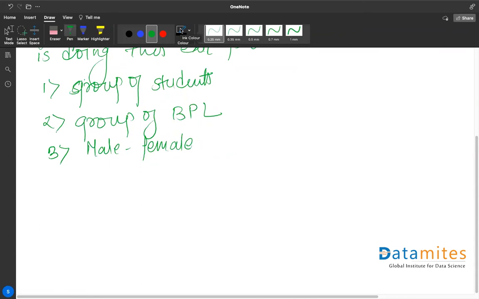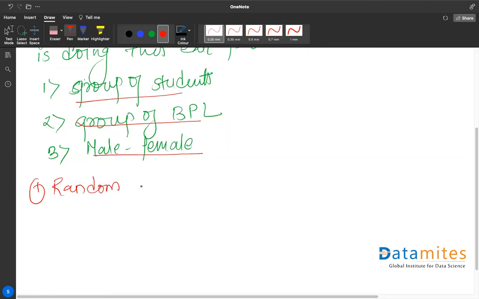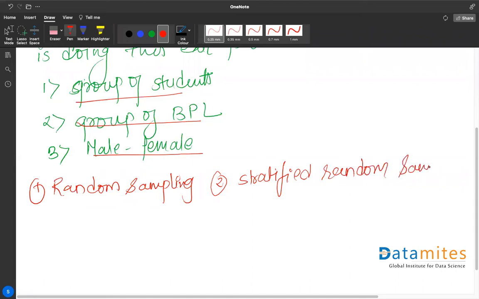Okay. So simple random sampling. To select people from this group, they can use random sampling or simple random sampling. Then we have stratified sampling, and it is again random sampling. Here what we do, we create certain groups, and the groups are called strata.